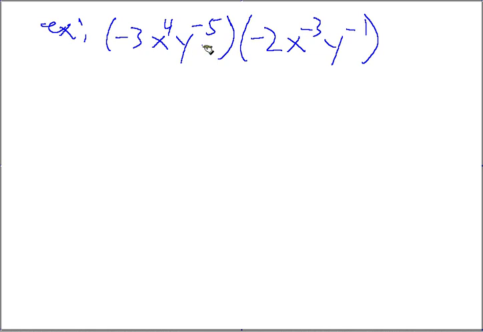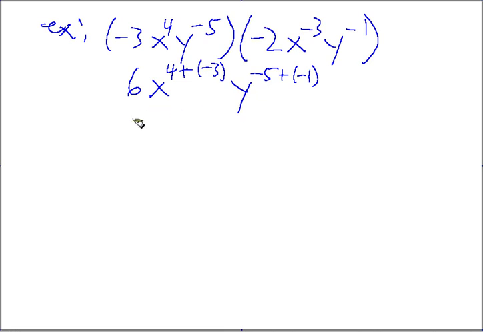Again, what do I do when I multiply exponential expressions? Remember, we have to add exponents, right? When you multiply two exponential expressions, you have to add exponents. And no exception here, even though the exponents are negative. We still do that, all right? But first, we multiply the numbers, the coefficients. So negative 3 times negative 2 is what? Positive 6, all right? And that's x to the what? 4 plus negative 3, and then y to the what? Negative 5 plus negative 1. Again, we're just adding exponents here, no big deal.